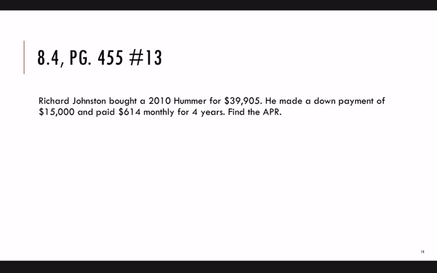Okay, Richard Johnston bought a Hummer for $39,905. Okay, we have another down payment, and then we know the monthly payment and how many monthly payments were made. Find the APR. Okay, so you have a table to do this. I'll let you find that. I think it's table 8.1. Okay, table for the APR.